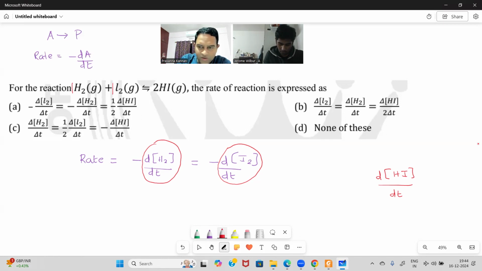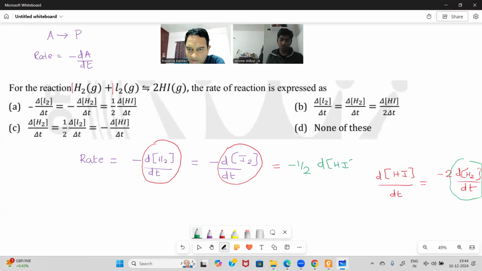Correct or not? Right? So the rate of formation of HI is how many times that of the disappearance of H2? Twice, minus 2 dH2 by dt, with a negative sign, of course, right? So now if I equate this, minus dH2 by dt must be equal to what? Simple math. Minus 1 by 2 dHI by dt. Is this clear to you now?